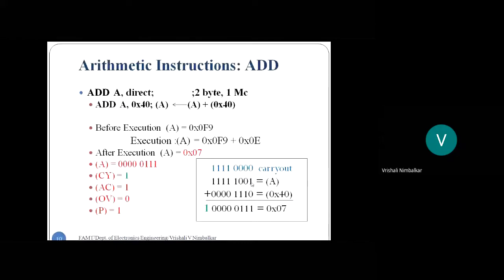What is there at this address? 40 hex is an address. What data is there at that address? 0E. That's the data. So 0E is added with F9. So see the addition. 1 plus 0 is 1. 0 plus 1, 1. 0 plus 1, 1. 1 plus 1 is 2, so 0 and a carry. Carry is coming from lower nibble to upper nibble, so auxiliary carry will set. AC is 1.